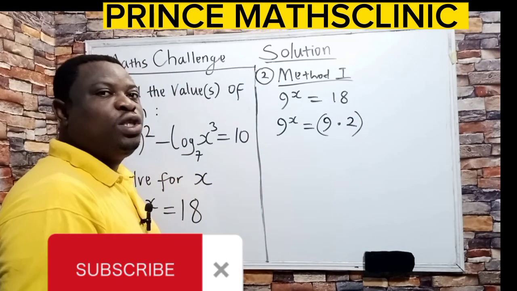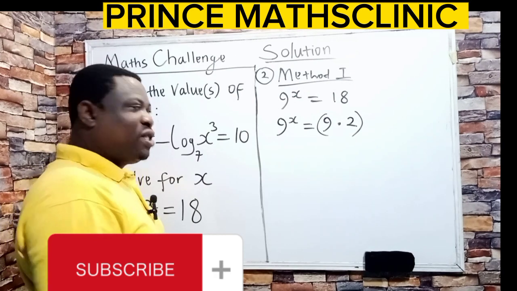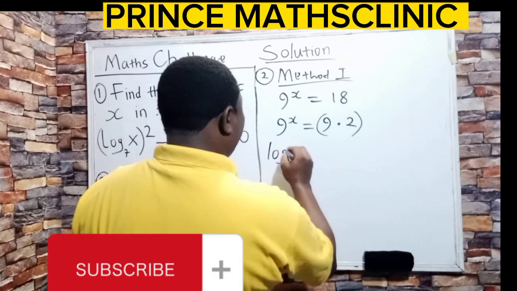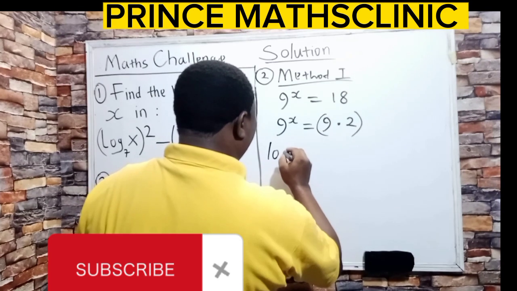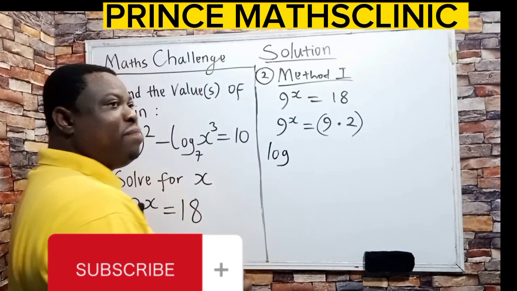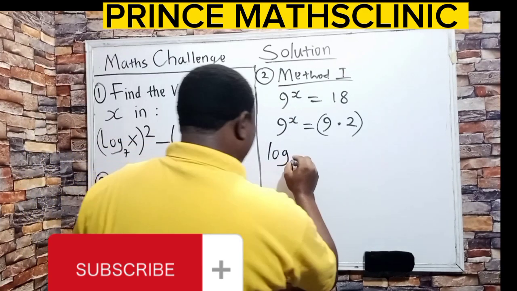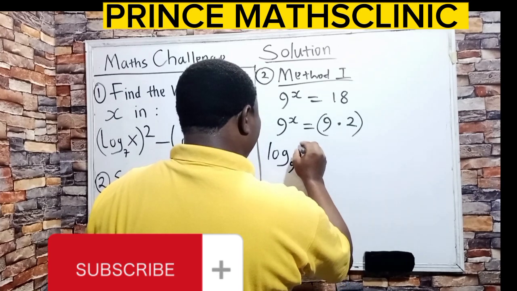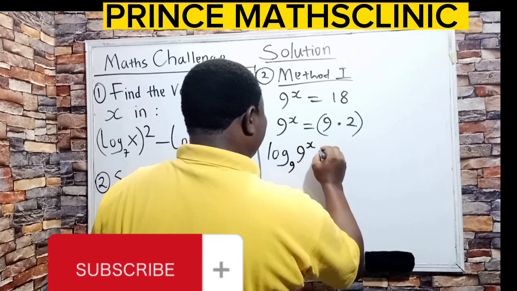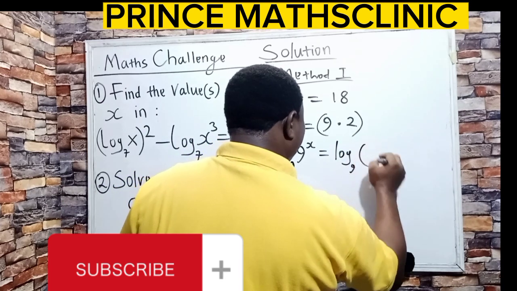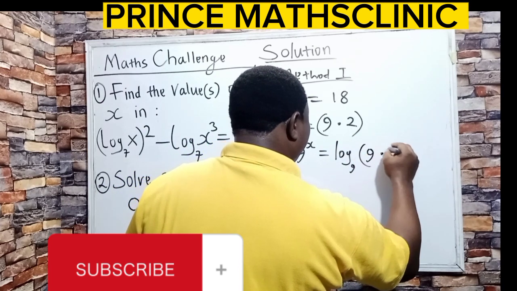The next thing to do is to take the log of both sides. So I want to take the log of both sides. But this time I'll be taking the log of both sides in base 9. Why? Because the base here is 9. So in base 9, 9 to the power of x equals log in base 9, I have 9 times 2.